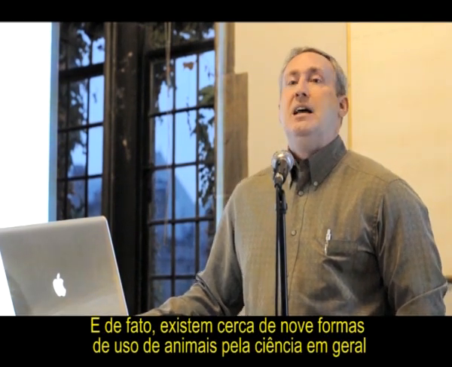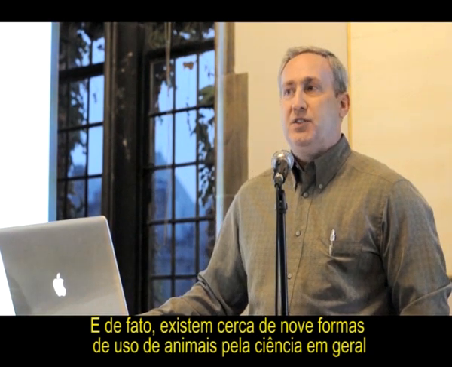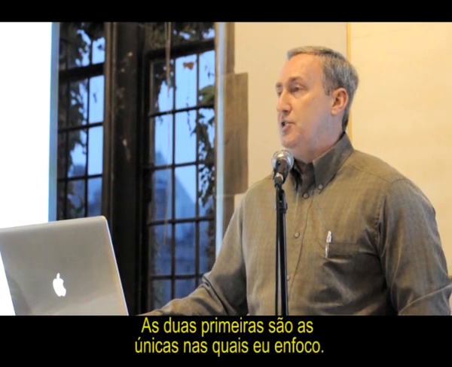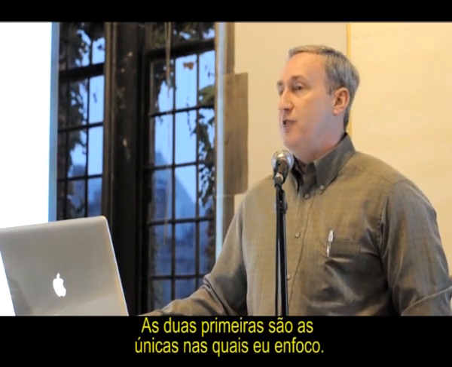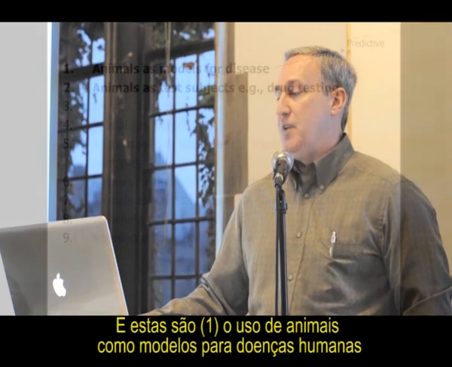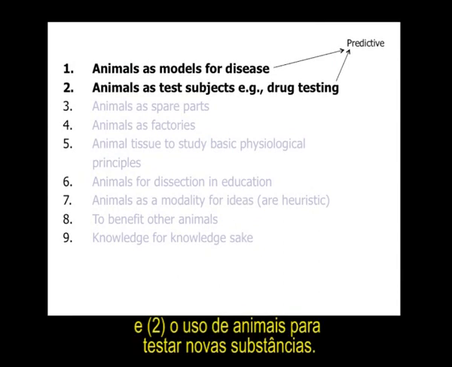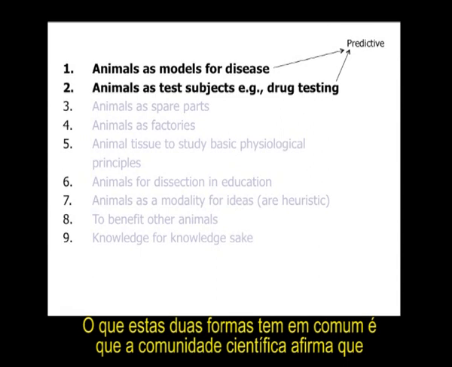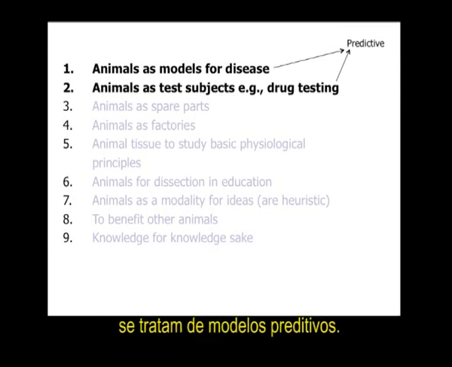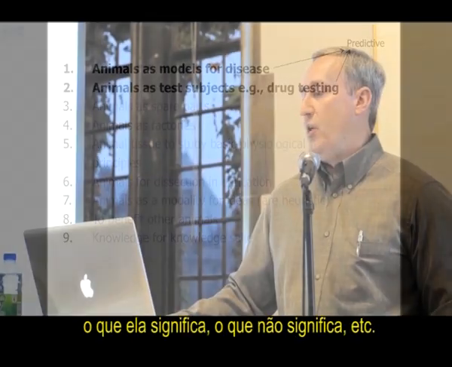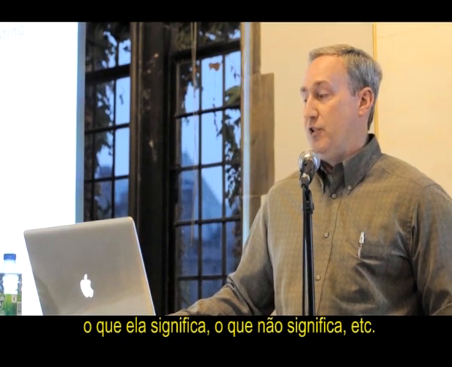And in point of fact, there are about 9 different ways that animals are used in science in general. And the first 2 ways are really the only 2 ways that I focus on, okay? And that's the use of animals as models for human disease and the use of animals to test new drugs. Now, what these 2 ways have in common is that the scientific community asserts that these are predictive models. And that's really what tonight's lecture is going to be about. It's going to be about prediction, what that means, what that doesn't mean, and so on and so forth.